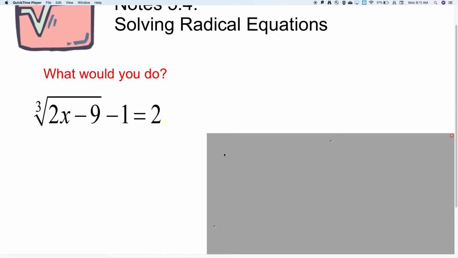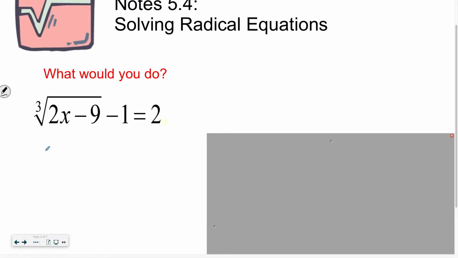Okay, tell me, what kinds of things did your group say you were going to do? Yeah, probably add 1 over to the other side. Okay. So then we would get the cube root of 2x minus 9 equals what? 3?